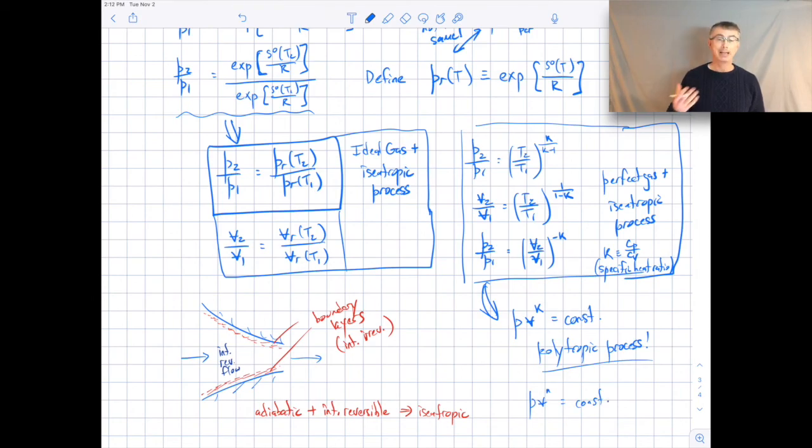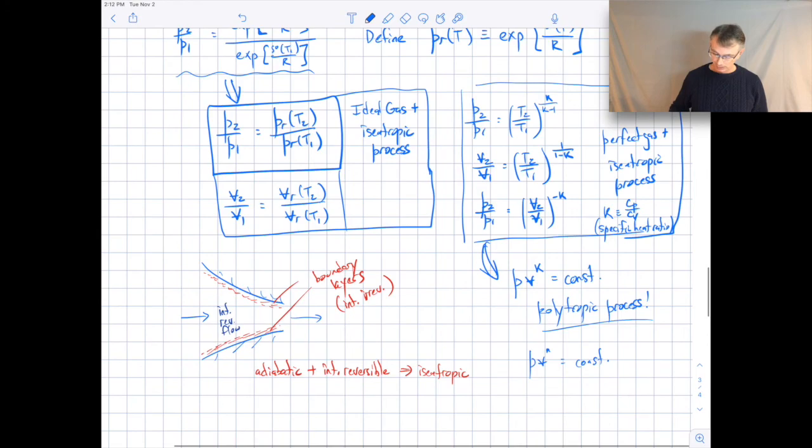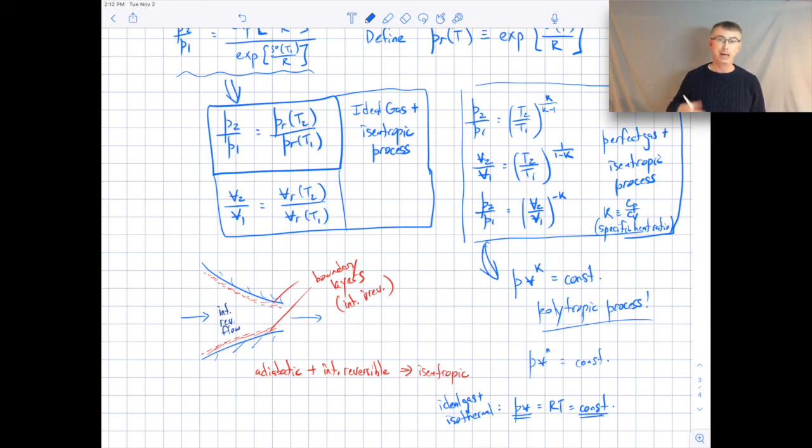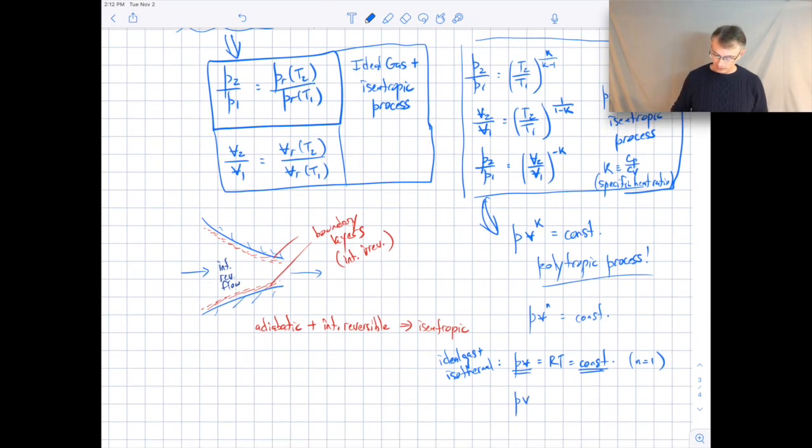So for example, if you're dealing with an ideal gas undergoing an isothermal process, you would have PV equal to RT, which would be a constant if it's isothermal. So this is ideal gas and isothermal. Then it'd be PV equal to a constant where the power exponent is N equals 1 in that case. So that's one example of a polytropic process. It's not uncommon to see that. But if we have an ideal gas, actually a perfect gas, undergoing an isentropic process, then we have another polytropic process. So here our power exponent would be K. So that's another example of a polytropic process.